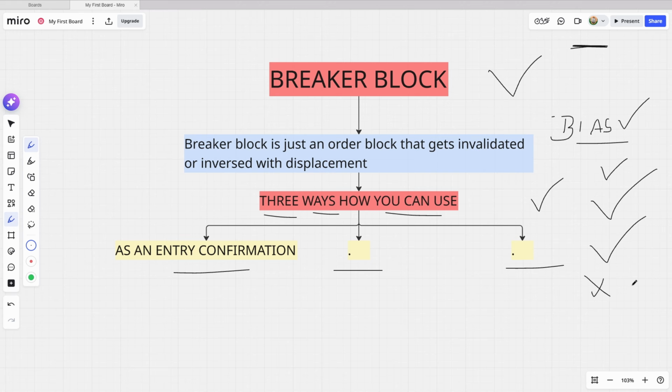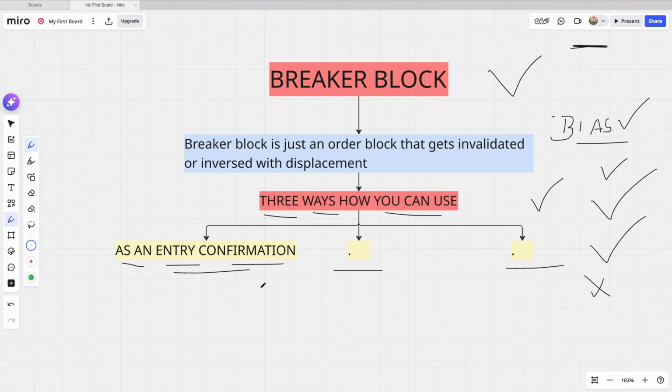Now moving on. The first way you can use a breaker block is by using it as an entry confluence. This is the most basic way to use a breaker block, and this is how most traders use it. If you're new to trading and you've just learned what a breaker block is, chances are you've already been using breaker blocks like this. And there is nothing wrong with that. Using a breaker block as an entry confirmation is completely valid, especially for beginners.